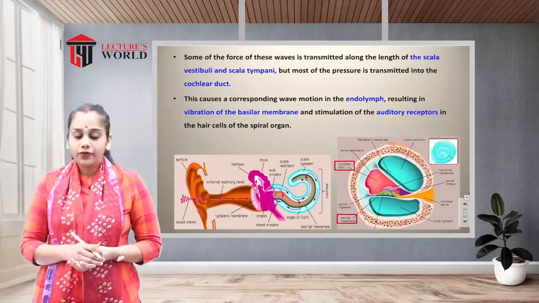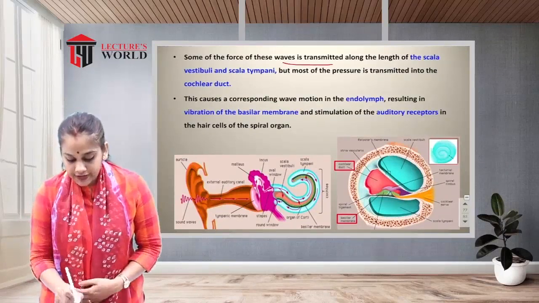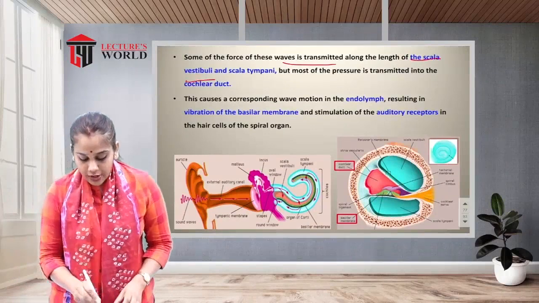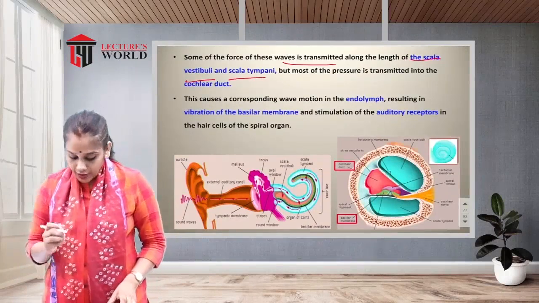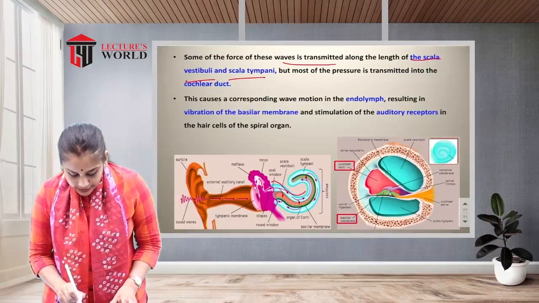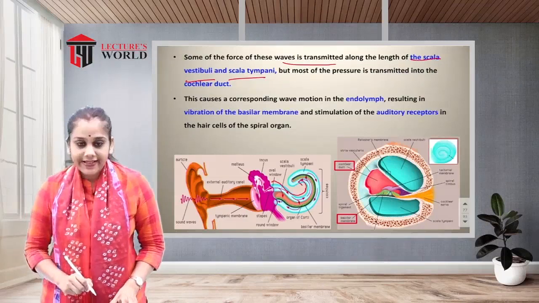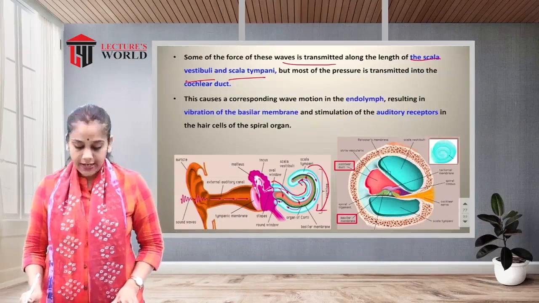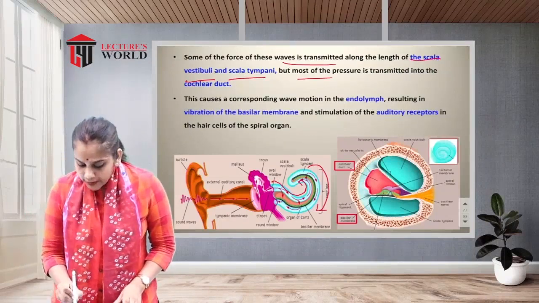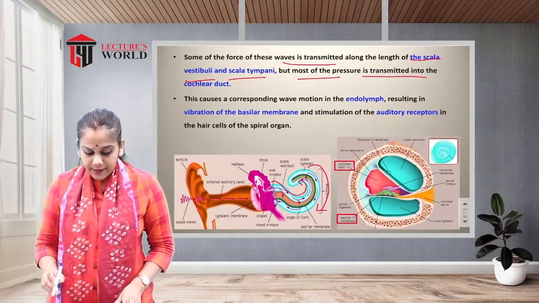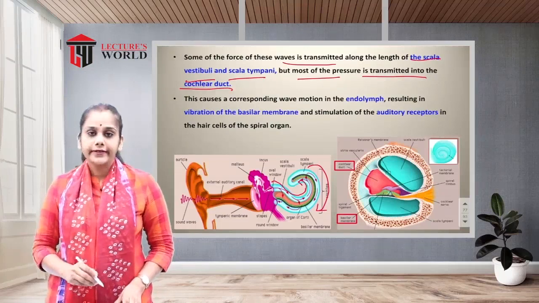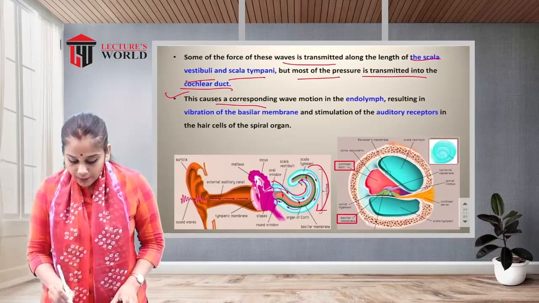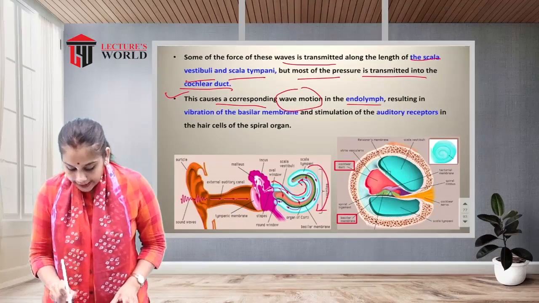Now, some of the force of these waves is transmitted along the length of the scala vestibuli and the scala tympani. Okay, now these sound waves go towards the scala vestibuli and some waves go towards the scala tympani. But most of the pressure is transmitted into the cochlear duct. This causes a corresponding wave motion in the endolymph.